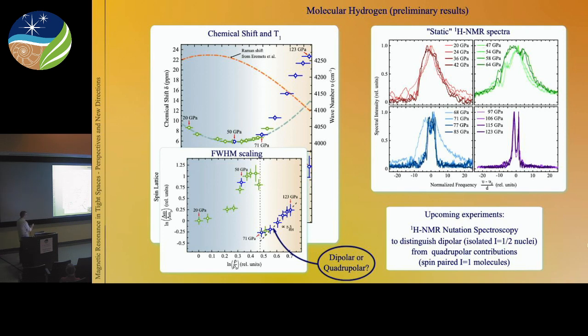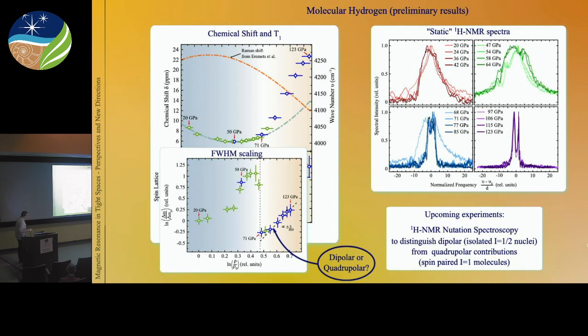So in the next weeks, we are planning on doing something called two-dimensional nutation spectroscopy at increasing pressures, where we can very nicely distinguish contributions from an isolated spin-1/2 system, so a dipolar system, and the quadrupolar contributions, because we would basically have the distinction between a spin 1/2 and a spin 1. But enough of that from the hydrogen side.